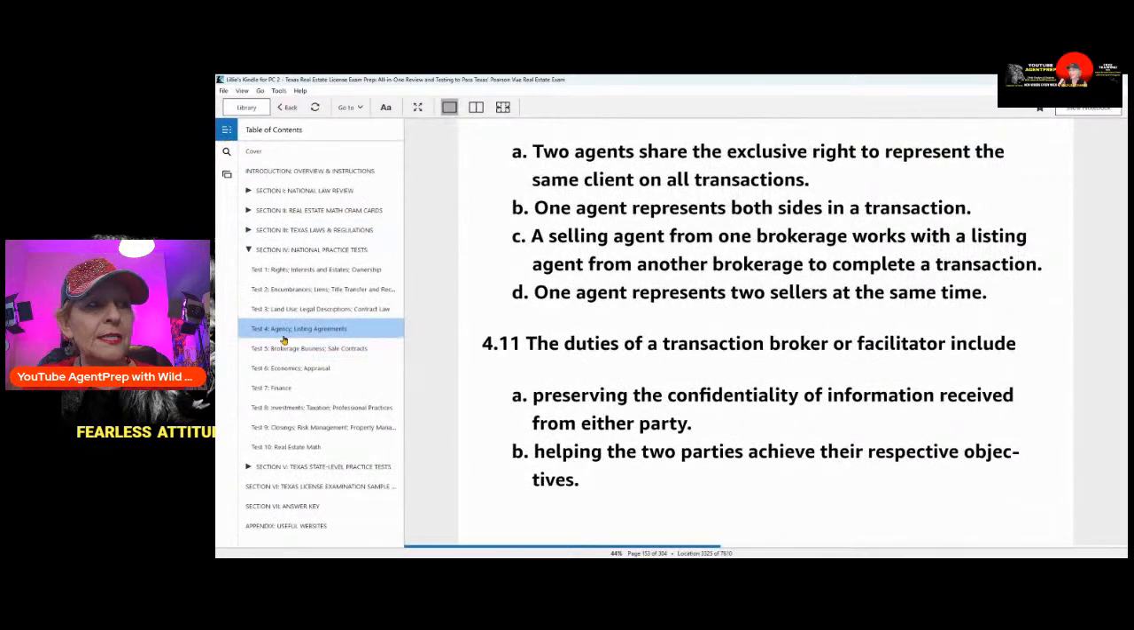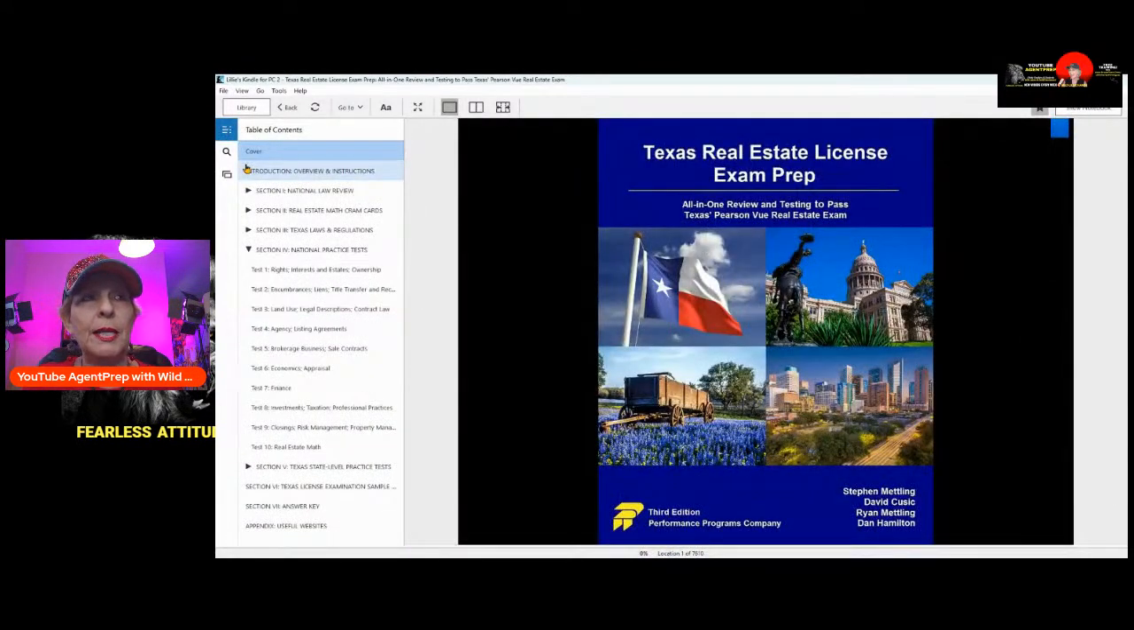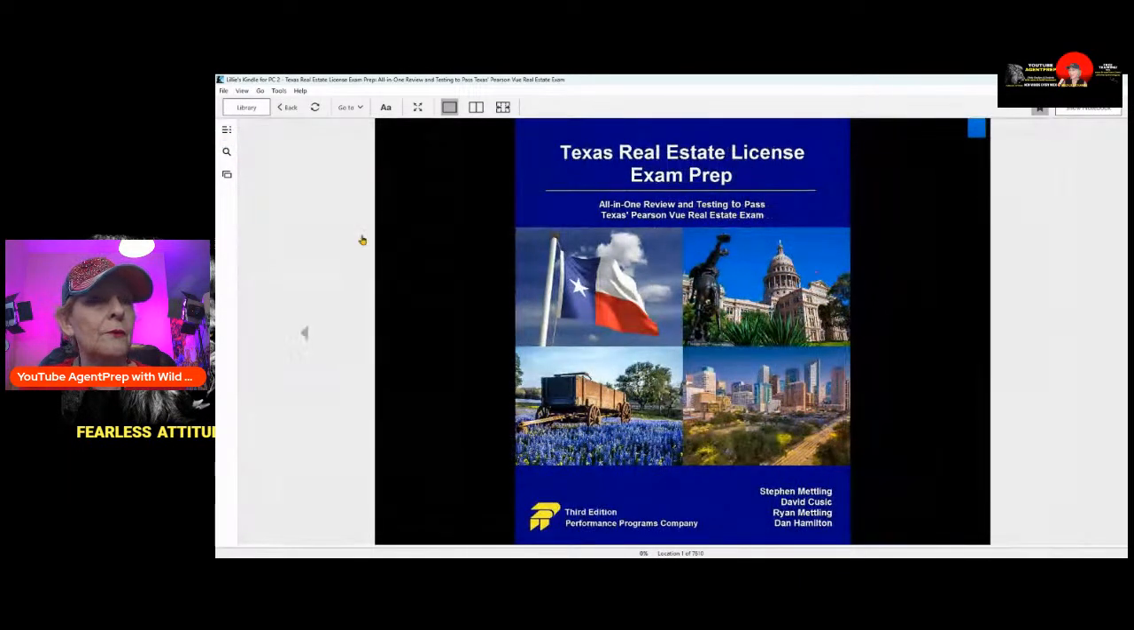Okay, so we're starting with question 411. And the topic of this is agency and listing agreements. This applies to all 50 states. And the book that we're using is this one here, Texas Real Estate License Exam Prep. This is in 26 states. However, you buy the book, it gives you all the national questions and the answers, explains, reviews what the exam is about, what real estate is about, all the different topics that you studied and all the courses that you took before you took the exam. And it is by the Metling father and son and Cusick and Hamilton authors, and I have permission to use the book. Great family.